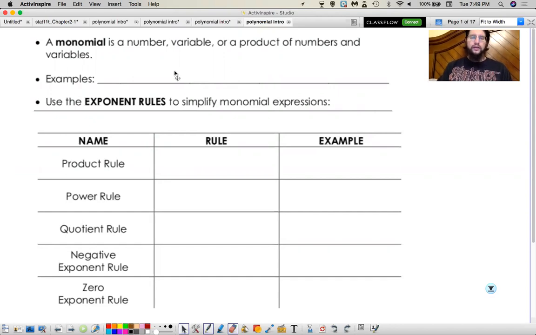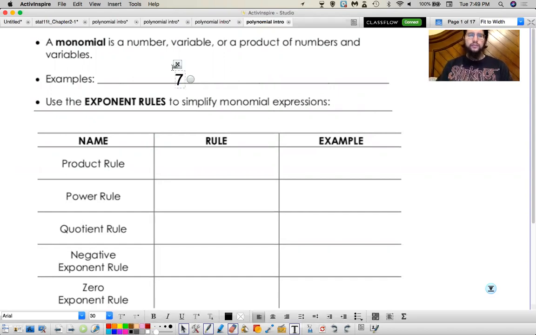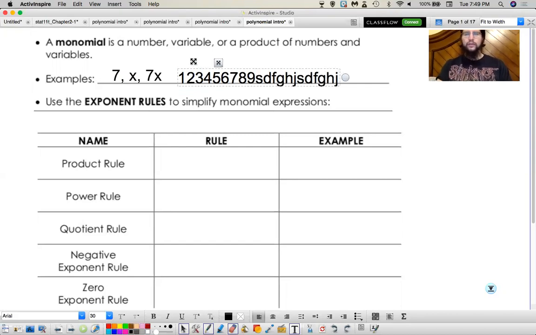So it doesn't matter if you have 7, or if you have x, even 7x. Those are all monomials. It's a single product of numbers and variables. We could even have something longer like that, and that's still a monomial, unless you've got a plus sign in there.